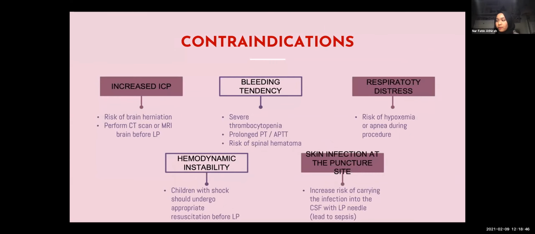Okay. However, not all children are approved to have a lumbar puncture. So there are several contraindications. Okay, the first one is increased intracranial pressure.